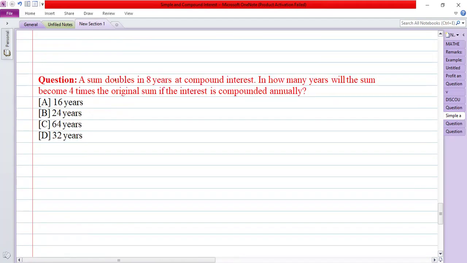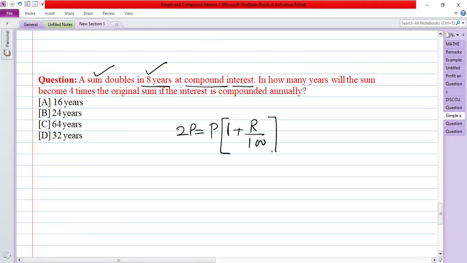So here, a sum doubles in 8 years at compound interest. Okay. So what is the meaning? That if P was the initial amount, then this P becomes 2P. This P becomes 2P in how many years? In 8 years. So 2P equals P into 1 plus R by 100 whole raised to power 8. Okay. So this is the meaning of this statement.